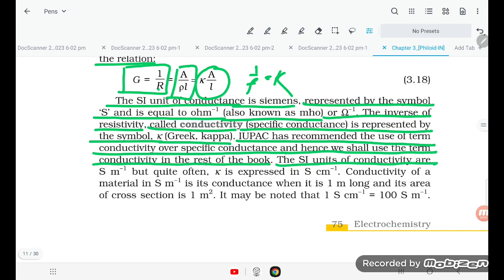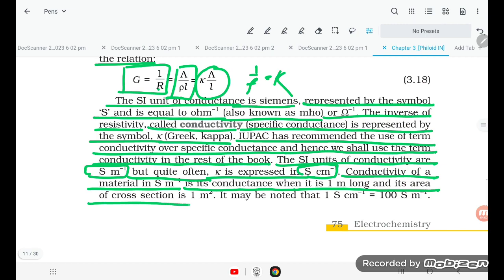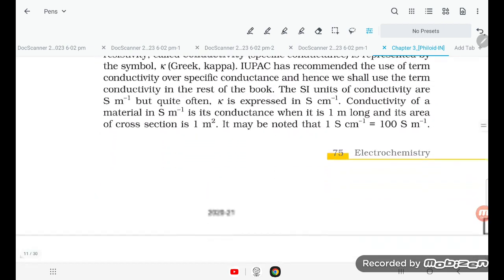The SI unit of conductivity is Siemens meter inverse, but quite often kappa is expressed in Siemens centimeter inverse. The conductivity of a material in Siemens meter inverse is its conductance when it is 1 meter long and its area of cross section is 1 meter square. It may be noted that 1 Siemens centimeter inverse is equal to 100 Siemens meter inverse.